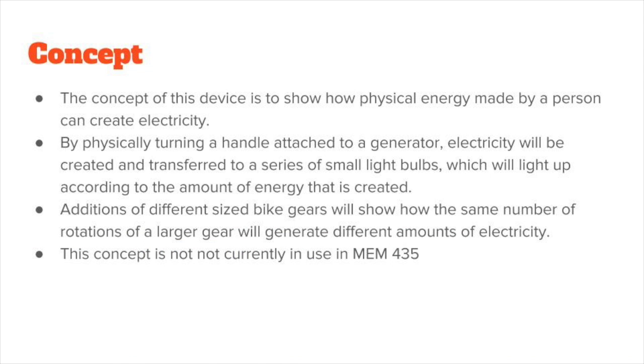The concept of this device is to show how physical energy made by a person can create electricity. By physically turning a handle attached to a generator, electricity will be created and transferred to a series of small light bulbs, which will light up according to the amount of energy that is created. By using bike gears, we will create multiple user inputs to show how different amounts of electricity are generated according to the amount of revolutions the generator will have.